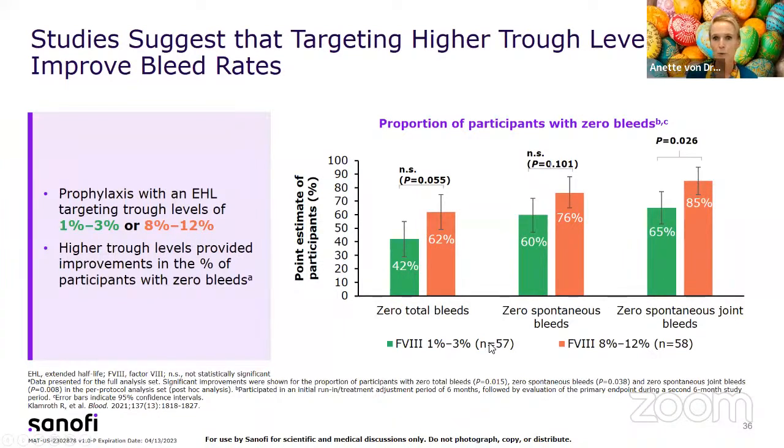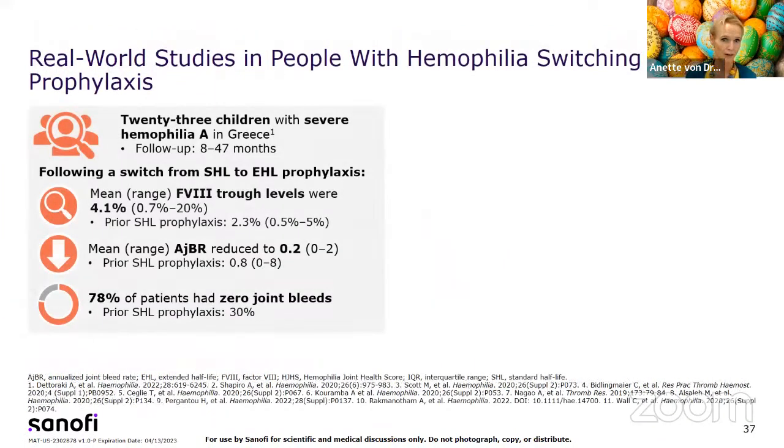And then they looked at the proportions of participants with zero bleeds in a variety of categories. And I think it's clear from looking at that graph that higher trough levels, here in orange, provided improvements in the percentages of participants with zero bleeds. So if it's total zero bleeds, zero spontaneous bleeds, or zero spontaneous joint bleeds, each time the proportion of patients reaching that goal was higher compared to those with lower trough levels. So that also sets the stage for higher trough levels.